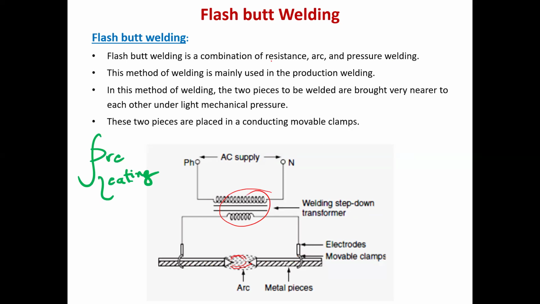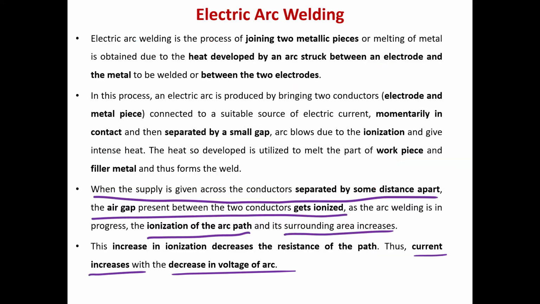It's a combination of resistance, arc and pressure, everything is possible. This one is mainly used in production welding. For preheating purposes, we can use it. Both the clamps are movable. The next one is the main thing, arc welding.